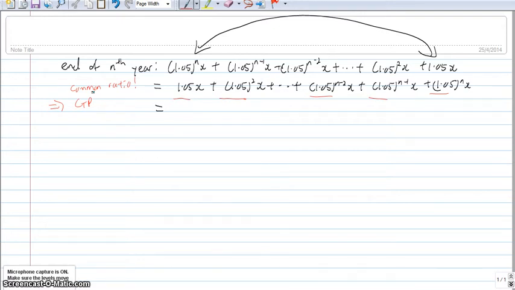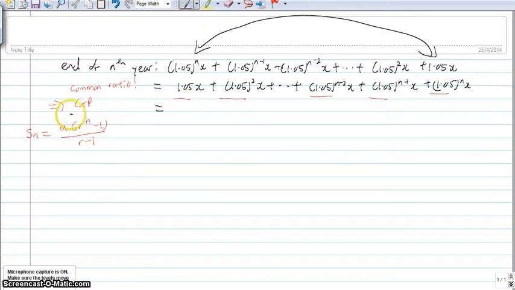If it's a GP, let's recall what is the formula for GP that will help us solve this question. Since this is talking about a sum, a series, I have to use the sum to n terms formula. So for GP, the sum to n terms formula is a(r^n - 1) over r - 1. You must know what the formula is before you can solve this successfully. So you need to know this.